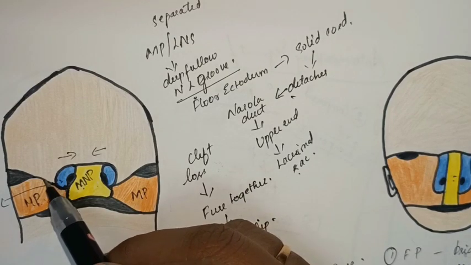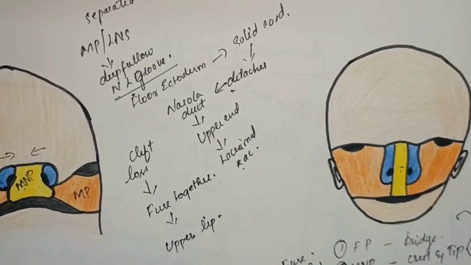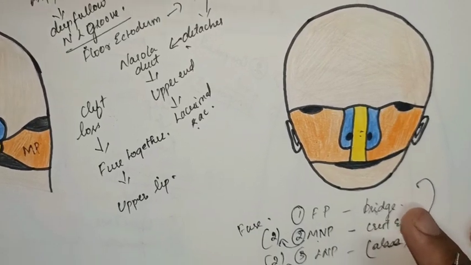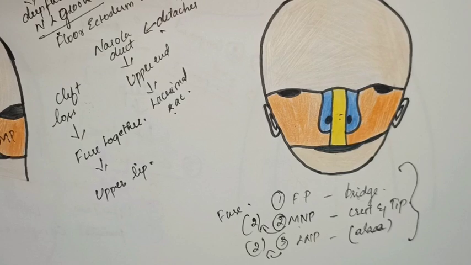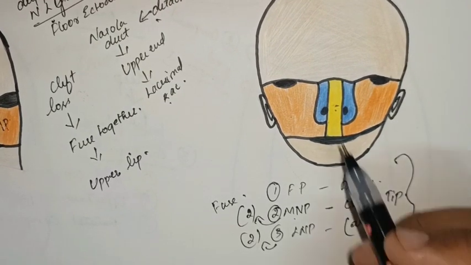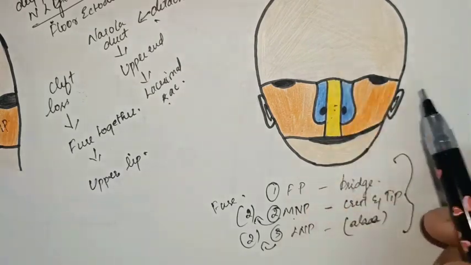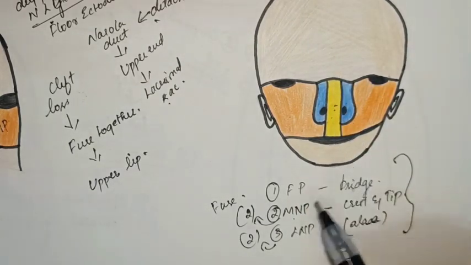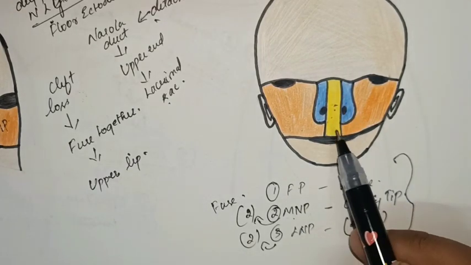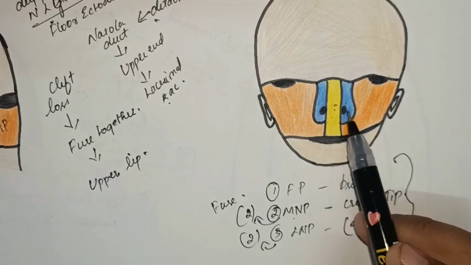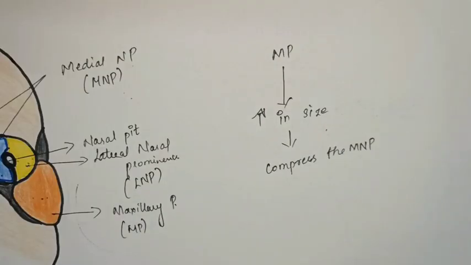Okay, so that's how the nose is formed. Let's see what are the 5 prominences that help in the formation of the nose. You have 3 components. First one is, as I said earlier, your facial prominence that forms the bridge of the nose, and the 2 medial nasal prominences which fuse together and form the crest and tip of the nose, and the third one is your lateral nasal process, which forms the sides or ala of the nose. That is how the nose is formed.